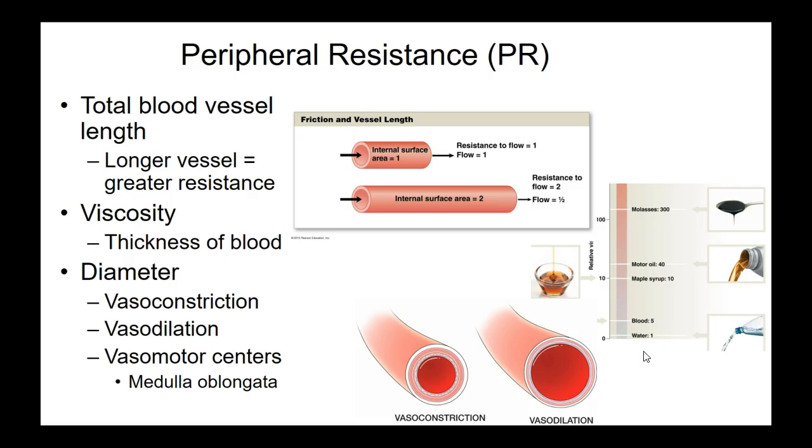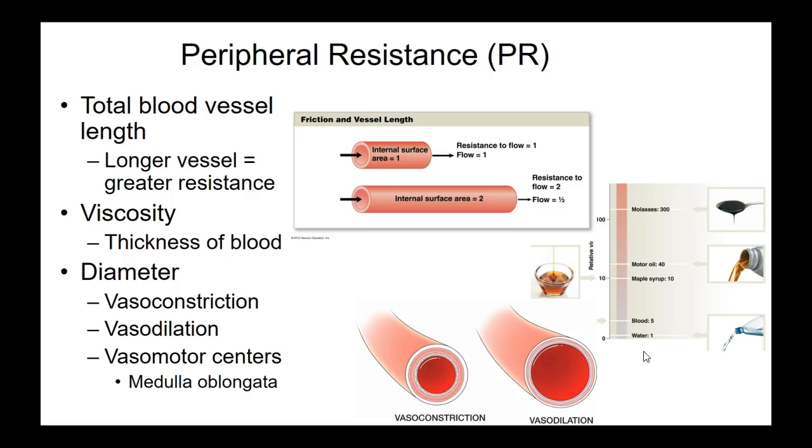So here we're saying that if we change the diameter a little bit, we have a huge change in the resistance. It's not a linear effect. Changing the diameter has a huge impact on resistance. So the longer the vessel, the greater the resistance, but the diameter has a massive effect. That's one of the major ways we can change peripheral resistance, by changing the diameter of arterioles.